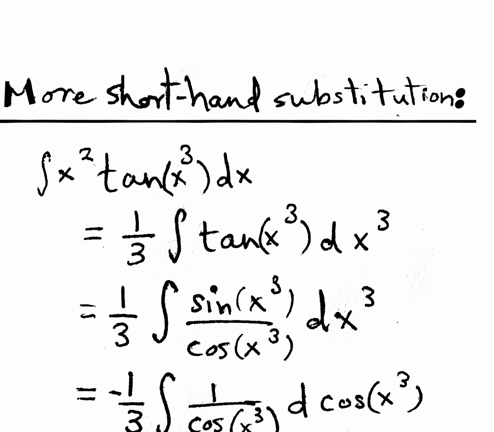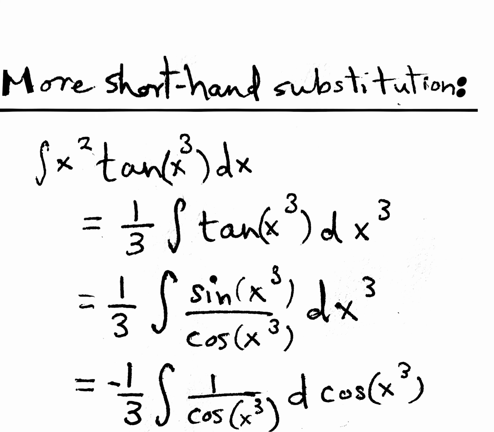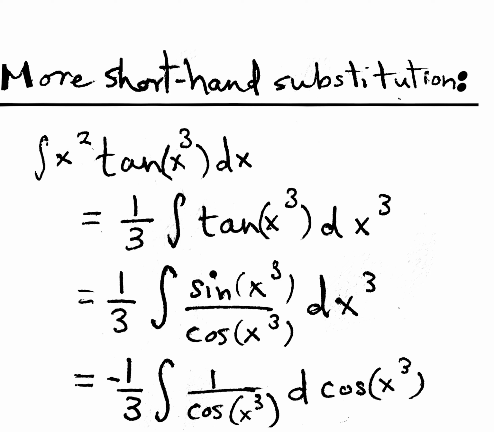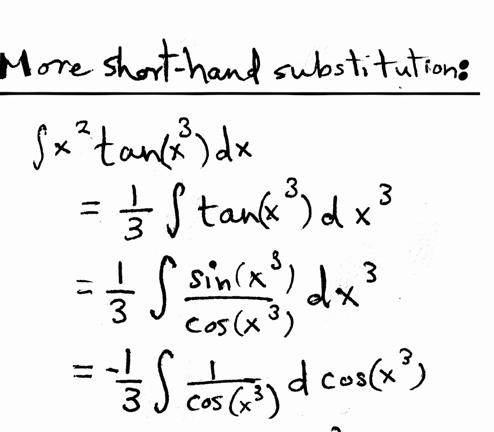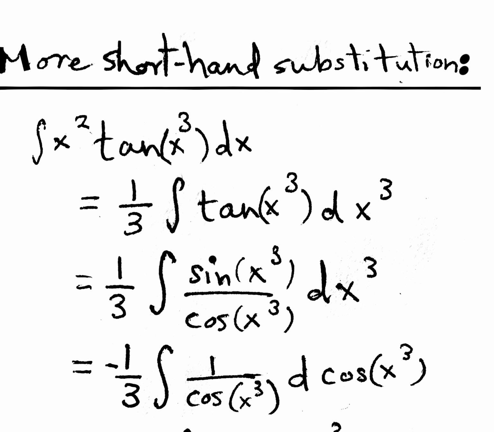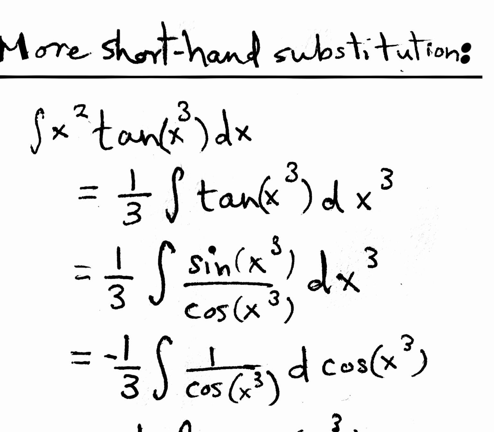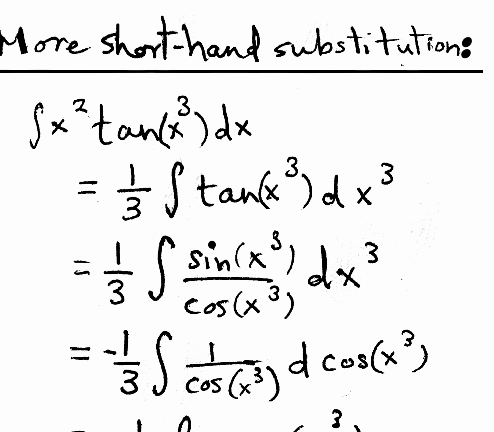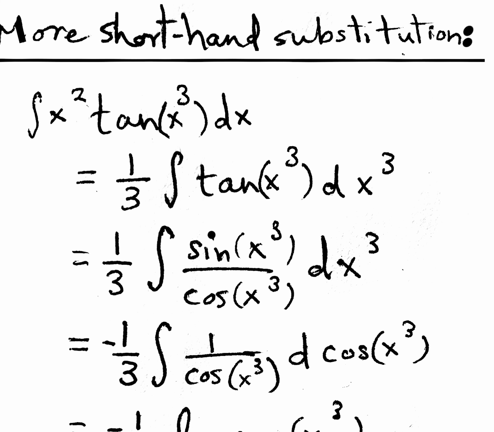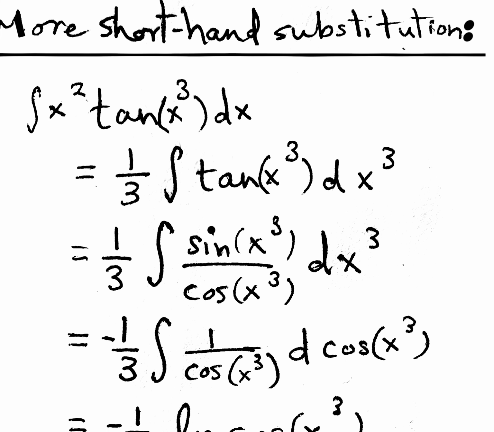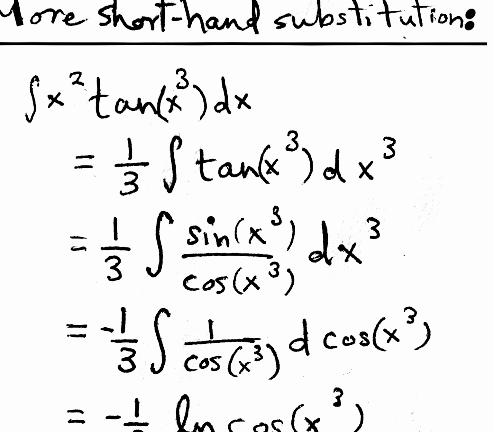Just like in the last video, we split the tan into sine of x cubed divided by cosine of x cubed, since this was tan of x cubed. Similar to last time, we now integrate the numerator sine x cubed with respect to dx cubed to give us negative cosine x cubed in the differential. In other words, d cosine x cubed.